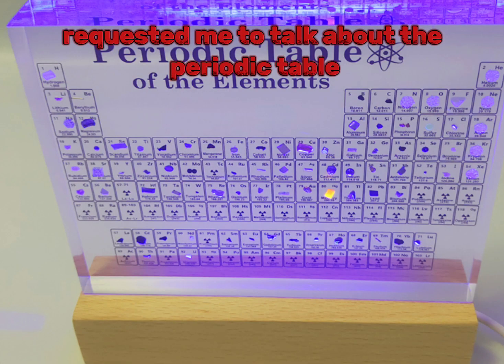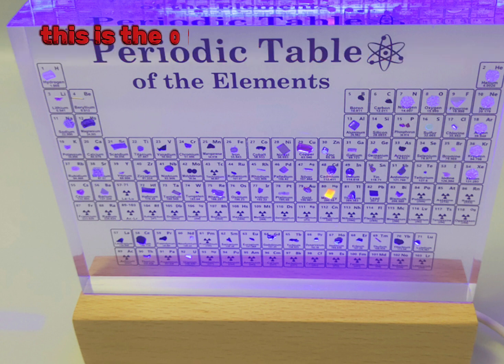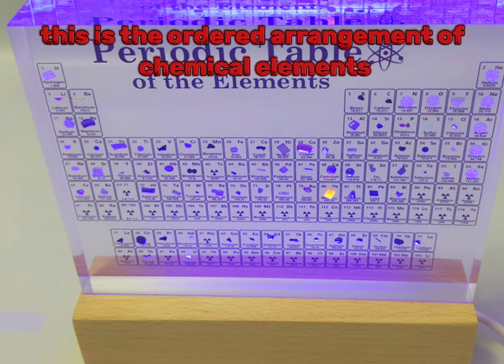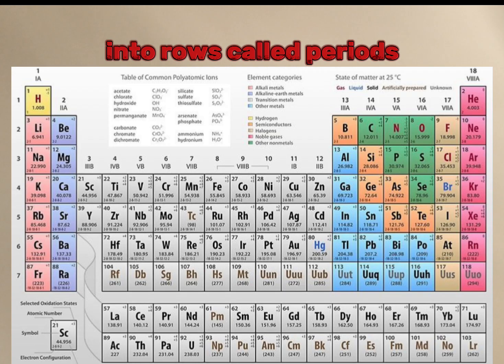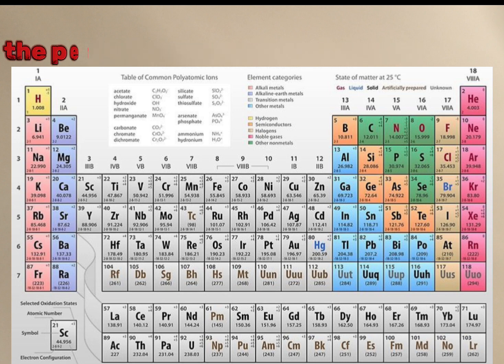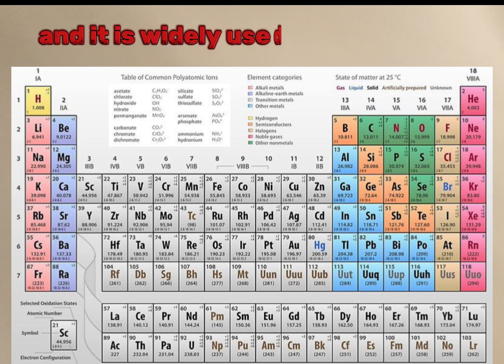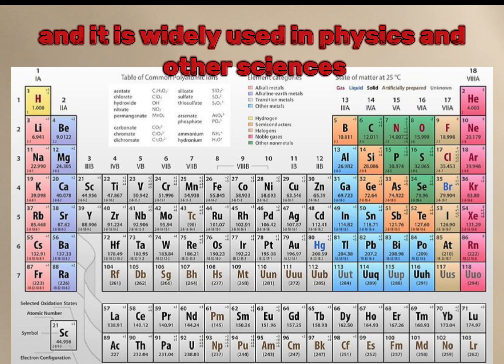Someone somewhere requested me to talk about the periodic table. What is meant by the term periodic table? This is the ordered arrangement of chemical elements into rows called periods and columns called groups. The periodic table is an icon in chemistry and it is widely used in physics and other sciences.